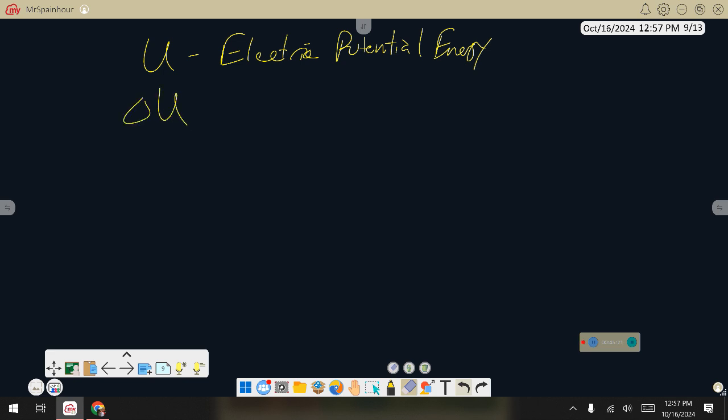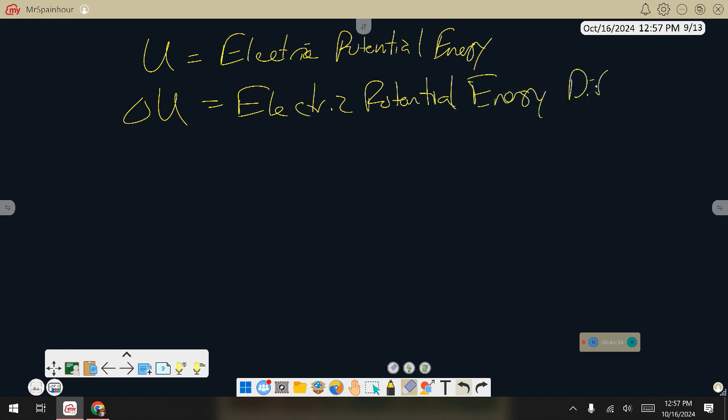This is known as electric potential energy difference. Now I'm giving you vocab as we talk about this, but ultimately, guess how these two are related. This is just a change in that. These are the initials, these are the finals, this is how much it's changed.